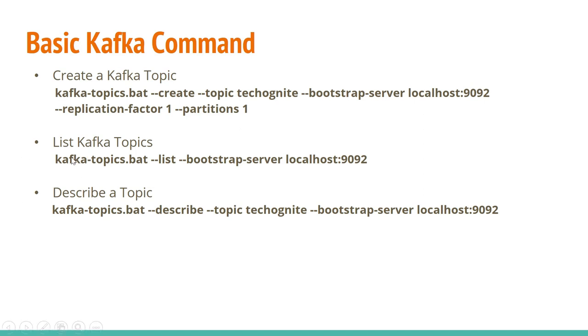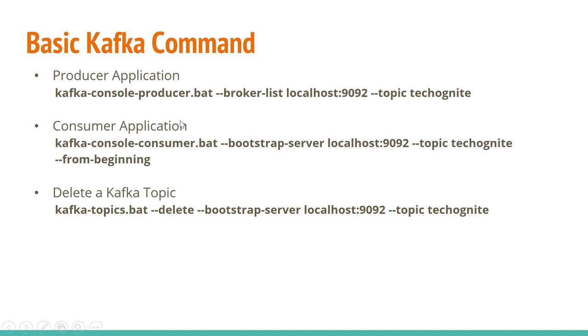Then there is another command to list all the Kafka topics that exist in the current server. And then we have the describe topic command as well. So we are going to look at all of these commands in a minute on the command prompt. Next, we have a command to produce a message to any topic, and we have a command to consume a message from any topic. And there is another command to delete the topic as well. Let us go into the command prompt and see all these commands running.